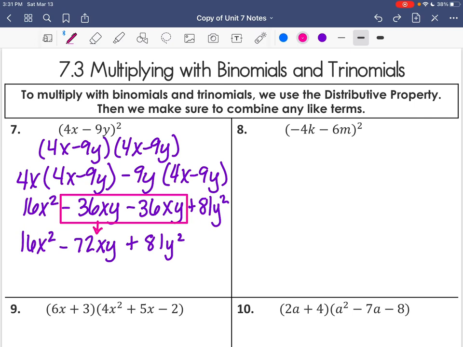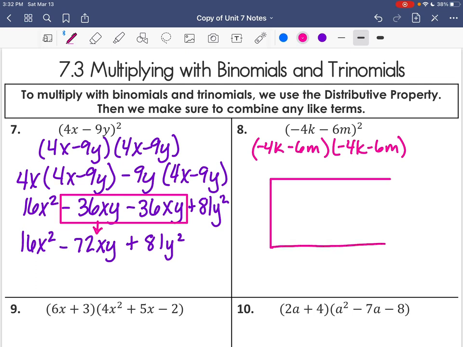All right, so then I'll do number 8, box method, and I'll try this time to do a better job than I did last time. I haven't given myself enough room. So I'm going to have these two binomials. You take that negative 4k minus 6m and write that out two times, because that's what the square means, that you're multiplying that by itself. And then I'm going to draw me a box. And hopefully I've left myself room at the bottom this time to put the answer underneath my work, which is much nicer than having to go back and put it on top.